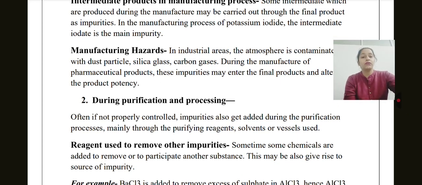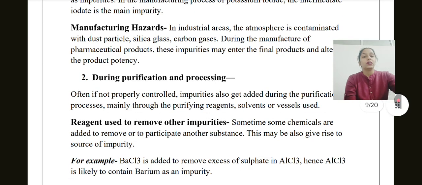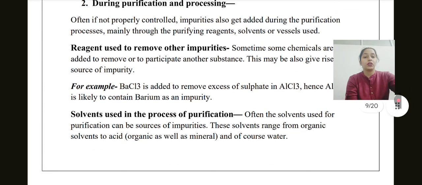Next is during purification and processing. Often, if not properly controlled, impurities also get added during the purification process, mainly through the purifying reagents, solvents or vessels used. Reagents used to remove impurities: sometimes some chemicals are added to remove or precipitate out other substances. This may also be a main reason for the impurity, and it also gives rise to a source of impurity.